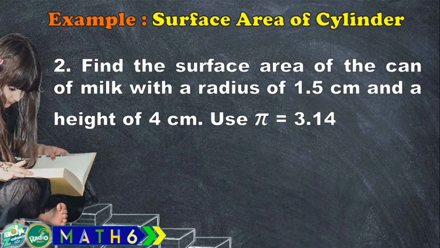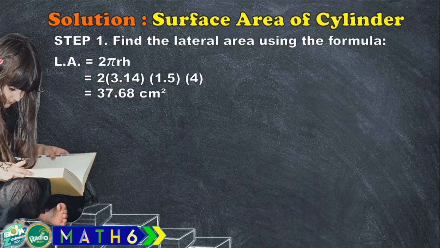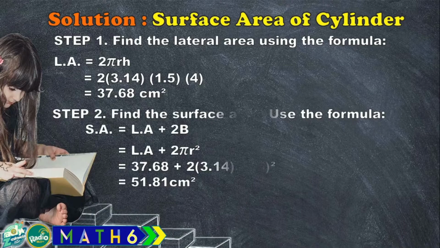Now let's proceed to our second example. Find the surface area of the can of milk with a radius of 1.5 centimeters and a height of 4 centimeters. Use pi equals 3.14. Now let's proceed to the solution. For step 1, we need to find the lateral area first, and we are going to use the formula for lateral area, which is lateral area equals 2 pi RH. Now we have 2 times the value of pi, which is 3.14, multiplied by 1.5 times 4.